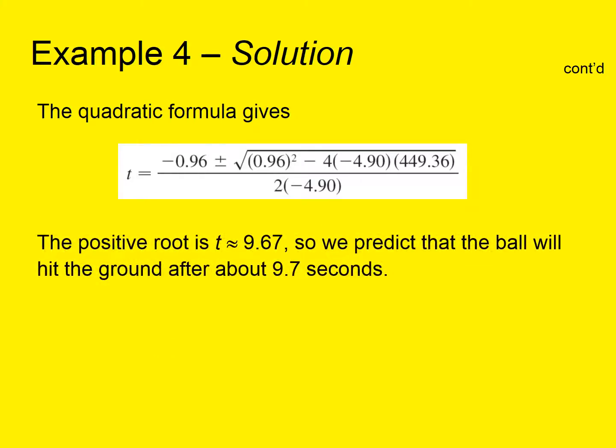There's a positive number and apparently a negative number, but we of course are going to reject the negative because you can't have a negative number of seconds after you drop a ball from a tower. The positive root is t approximately equal to 9.67, and now, answering a word problem with words because we want credit, we predict that the ball will hit the ground after about 9.7 seconds.